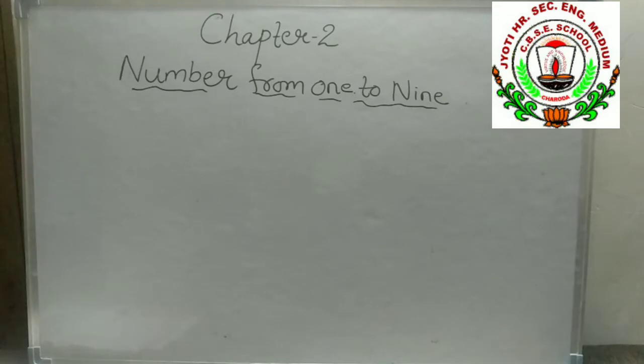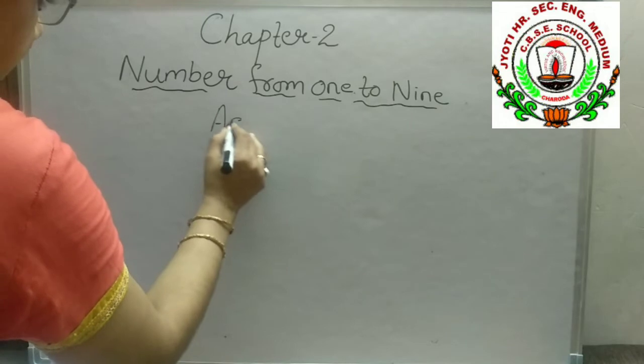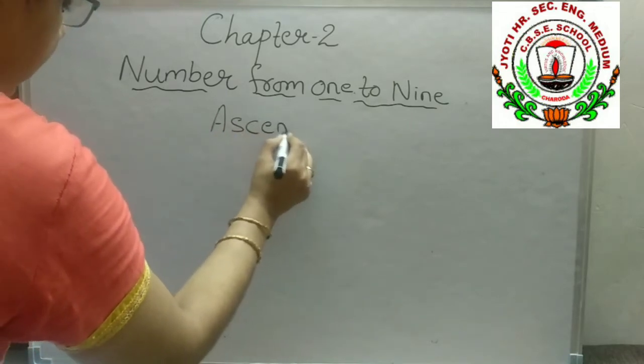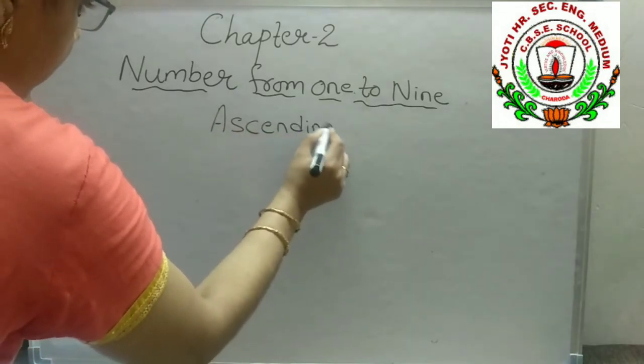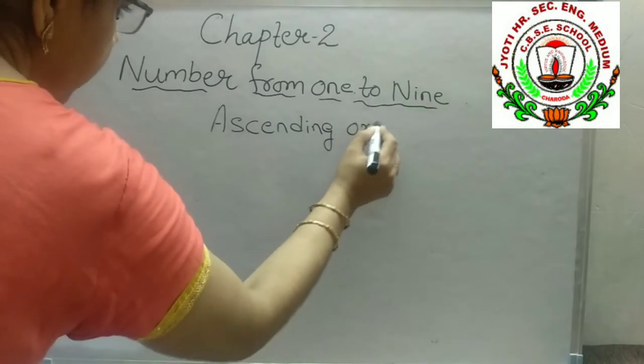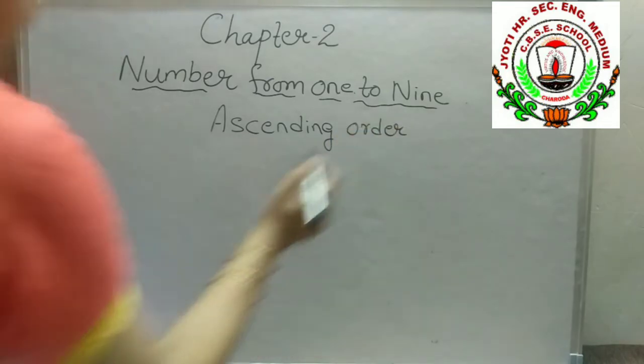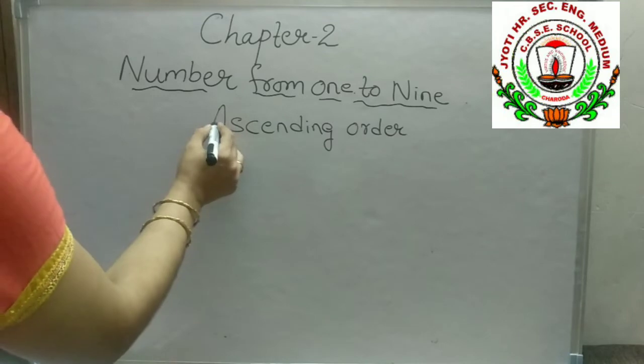Today I am going to continue your chapter 2, numbers from 1 to 9. Students, in the previous class I told you about ascending order. ASCENDING, ascending order. ORDER, order.